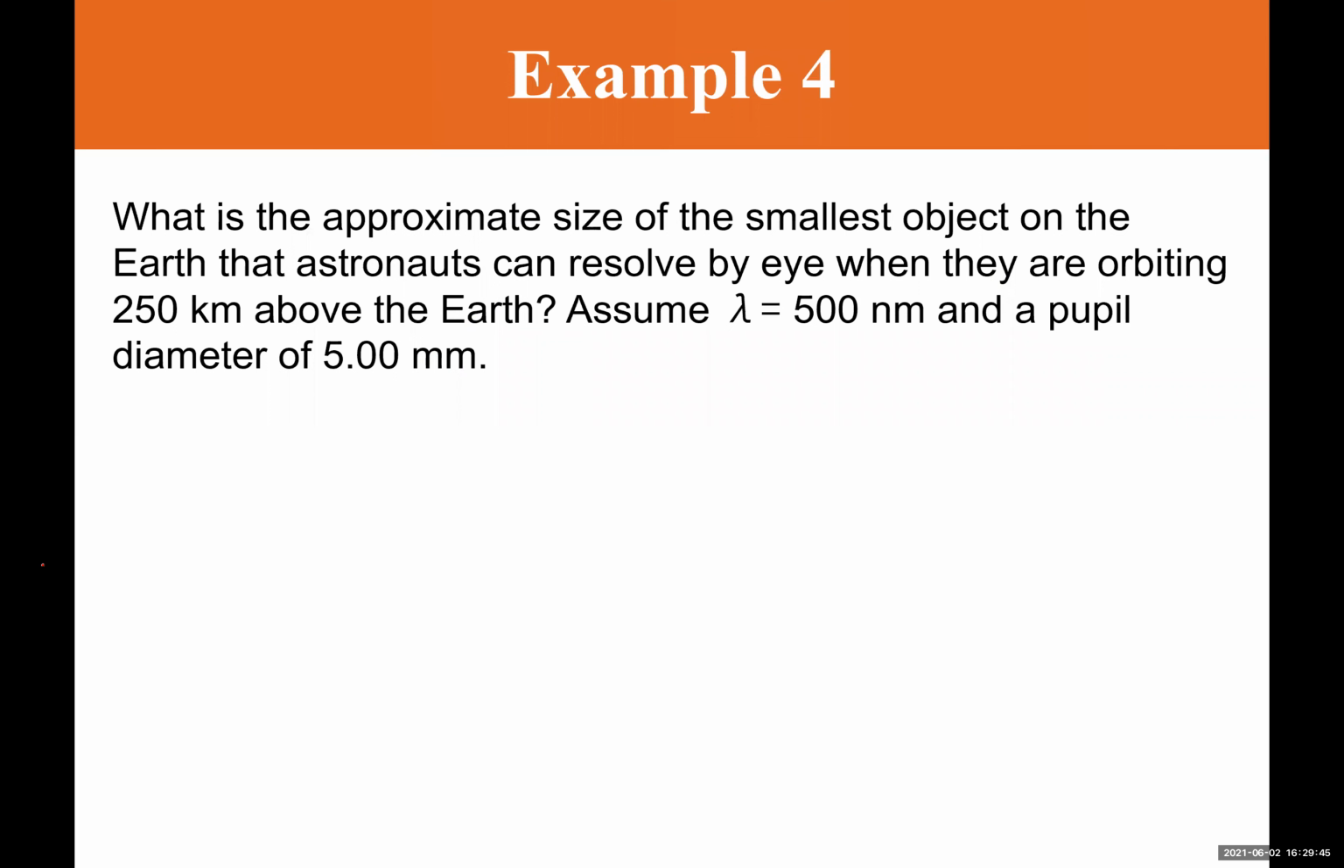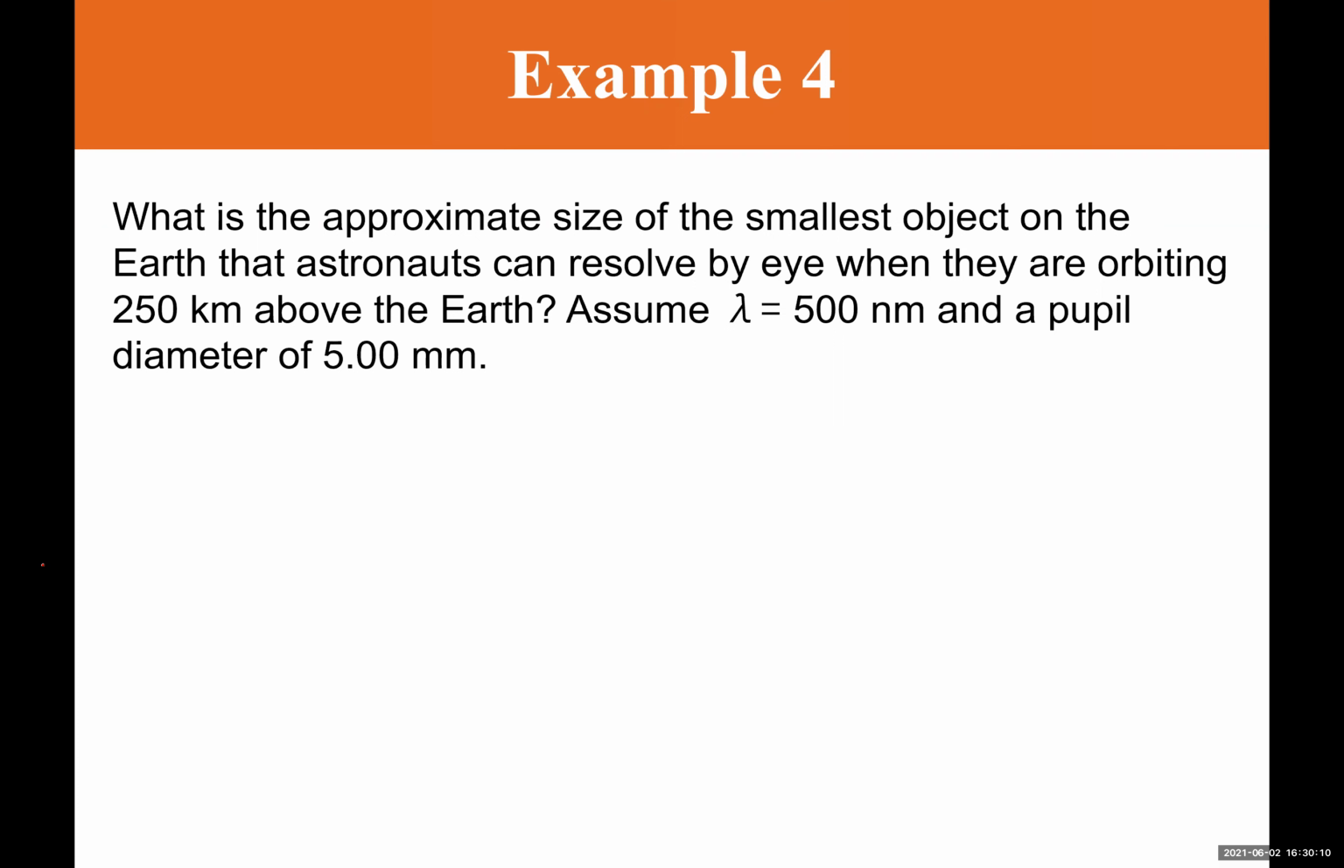All right, so let's look at a few examples here. What is the approximate size of the smallest object on the Earth that astronauts can resolve by eye when they are orbiting 250 kilometers above the Earth? Assuming lambda equals 500 nanometers and a pupil diameter of 5 millimeters. That means the light entering your eye, right?